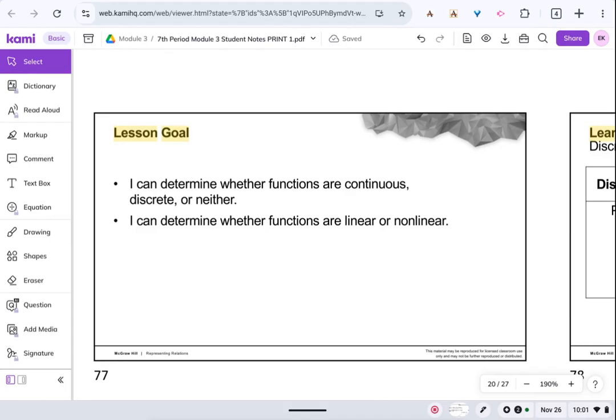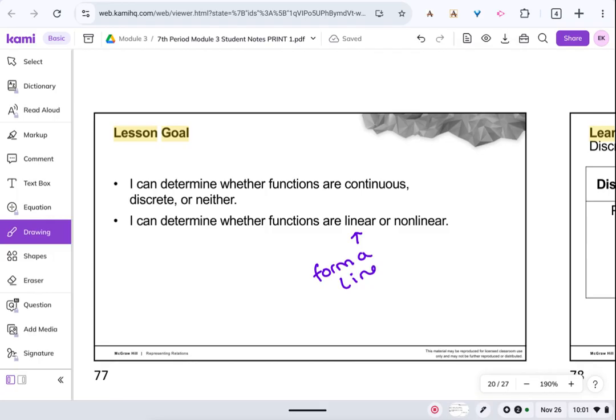What we're going to be doing today is looking at these new vocab words, continuous, discrete, or neither. And then looking at functions, whether they're linear. What this means is they form a line, or nonlinear, so this would be not a line. Okay, so those are our two tasks for today. For the first one, we're going to be looking at graphs. The second one, we're going to be looking at tables.